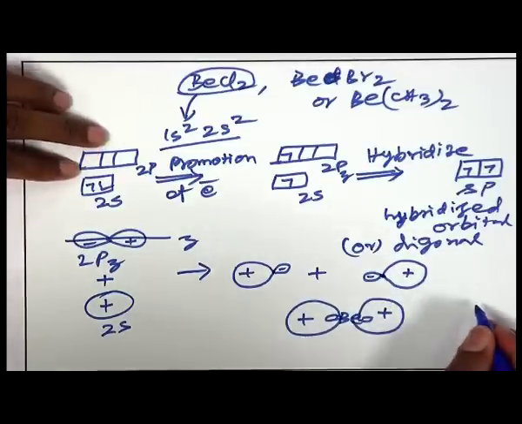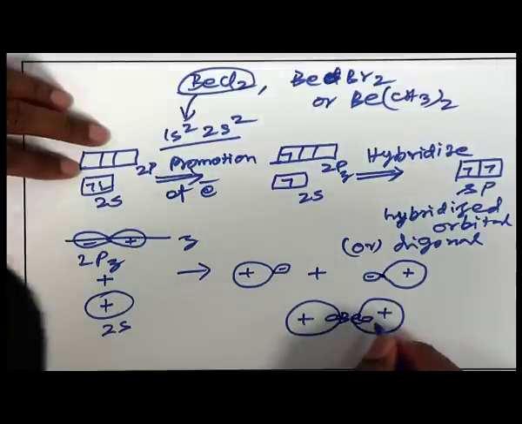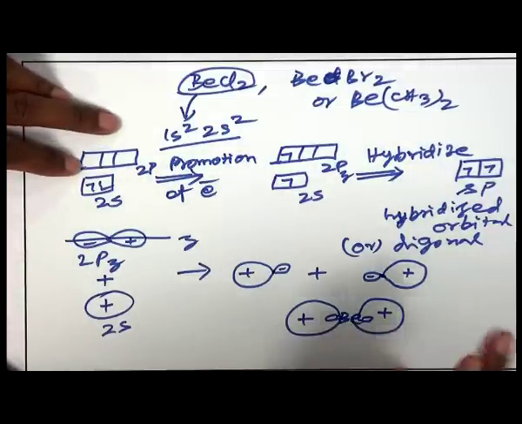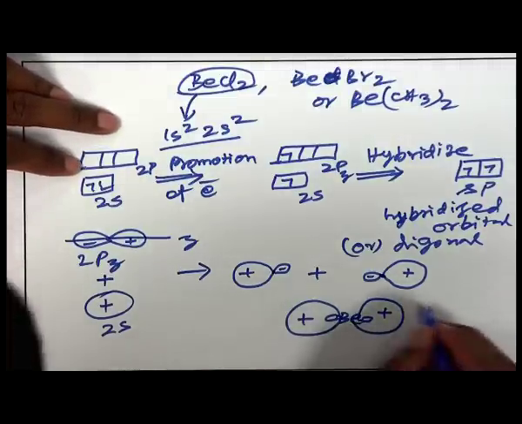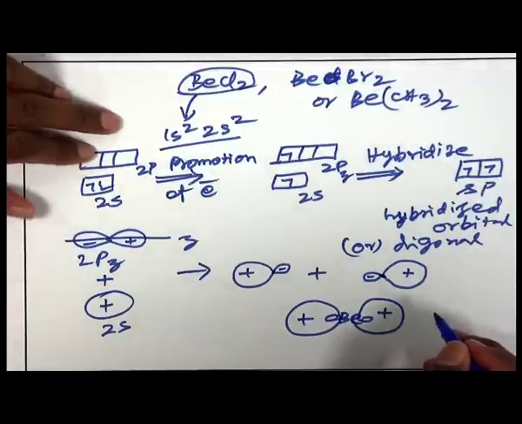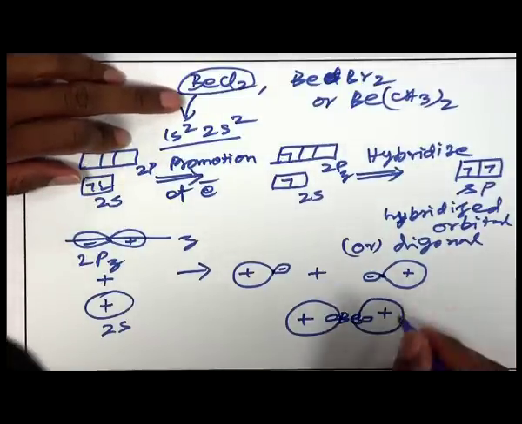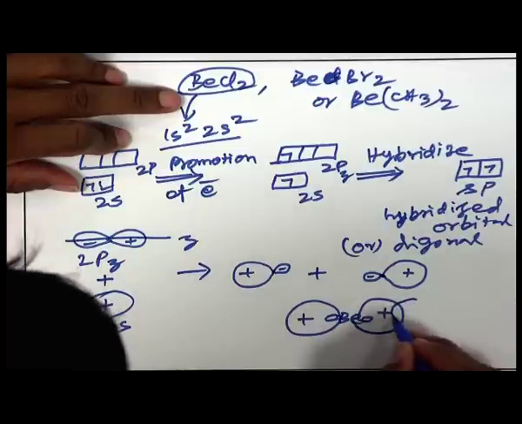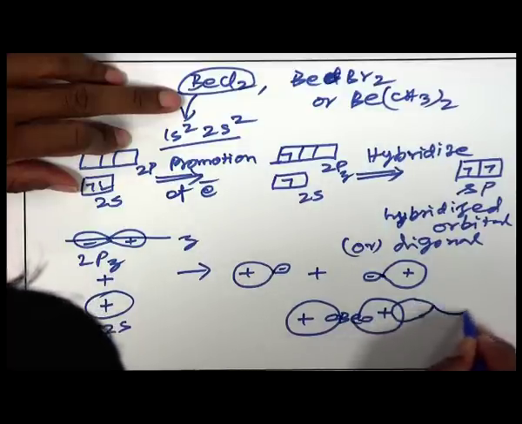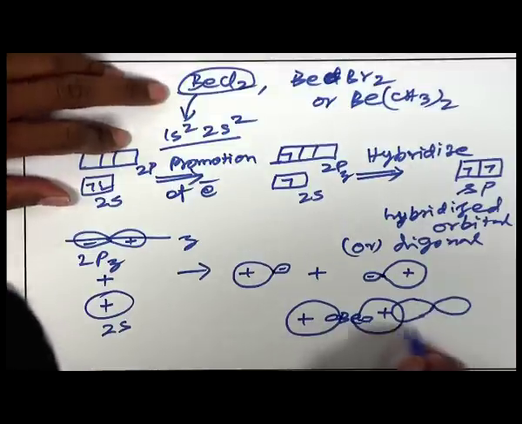Then the two chlorine atoms can come closer to this one. They have one unpaired electron and can form a bond with it. So, the p orbital of the chlorine atom can overlap here, for example, in this way. This is the z axis.